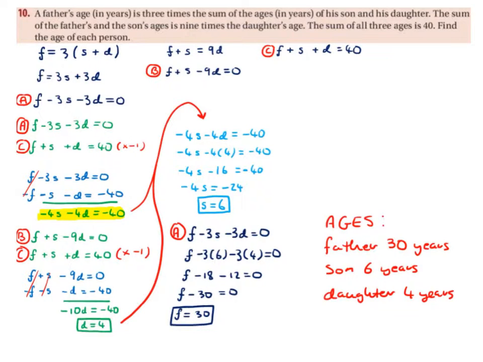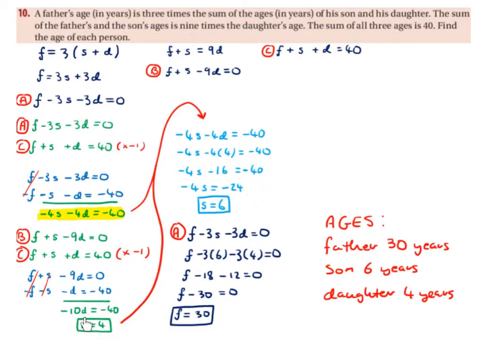Now I'm going to take 2 more of the equations. I'm going to go for equation B and equation C. So I've written them down here. I'm going to multiply equation C by minus 1. F times minus 1 is minus F. S times minus 1 is minus S. D times minus 1 is minus D. 40 times minus 1 is minus 40. The F's and the S's will cancel. Minus 9D minus D is minus 10D. 0 minus 40 is minus 40. Minus 40 divided by minus 10 is 4. So D is equal to 4. So the daughter is 4 years old.